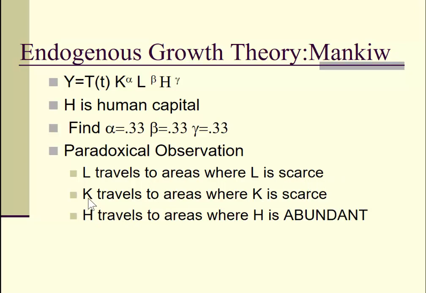We commented that capital does try to go to areas that need capital, but is sometimes inhibited by obstacles to its flow. Now, in terms of human capital flows, people with PhDs and lots of health, do they go where there are very few PhDs and not much health? And the answer is no. In the Mankiw model, people with lots of human capital try to go where there's more human capital. So this is new.